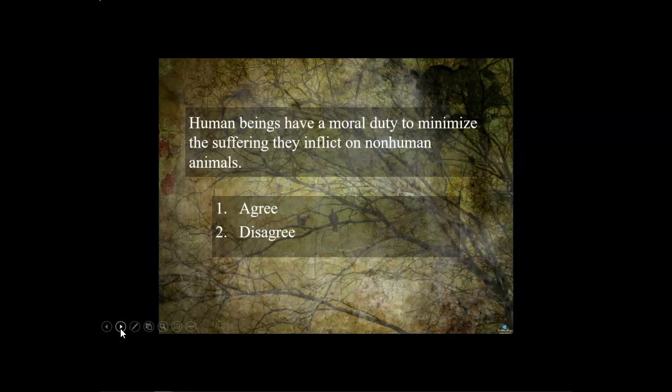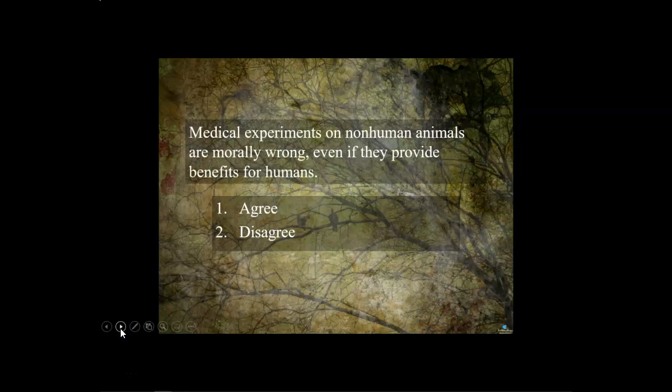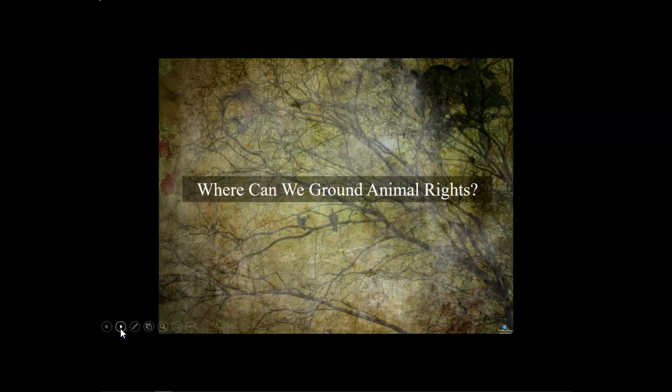Human beings have a moral duty to minimize the suffering they inflict on non-human animals. I would hope that every one of you would agree that that is the case, that we ought to minimize any suffering that animals would go through. Medical experiments on non-human animals are morally wrong, even if they provide benefits for humans, and that was the discussion that was in that Big Questions video. Agree or disagree? One of the big issues is, where can we ground animal rights? When we're dealing with a secular society, it's hard enough to ground human rights. So where are we going to give weight or significance to the claims that animals have certain rights?